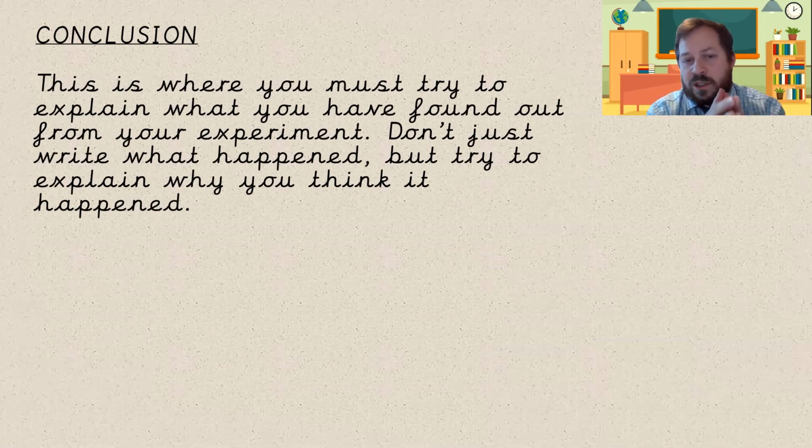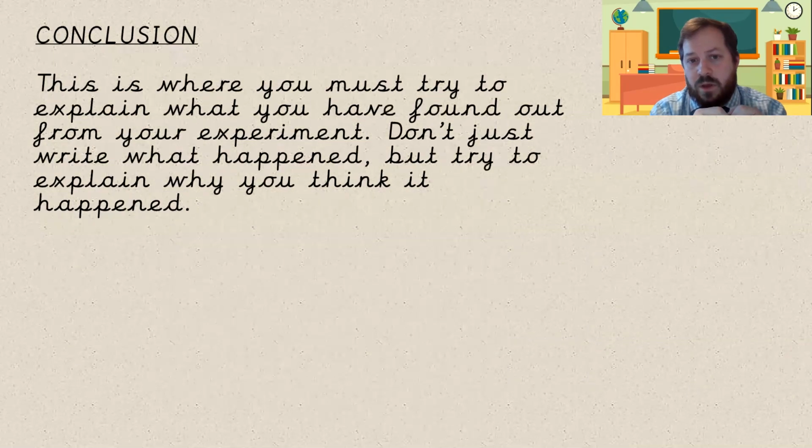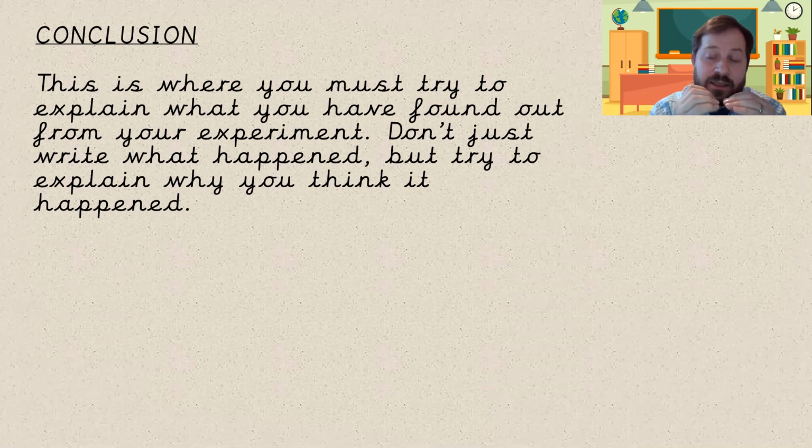The aim of the conclusion is to explain what you found out from your experiment. Link it back to your aim. Does it answer your aim? You can write down what happened, but you also must explain it in a scientific way as to why you think that was the case.